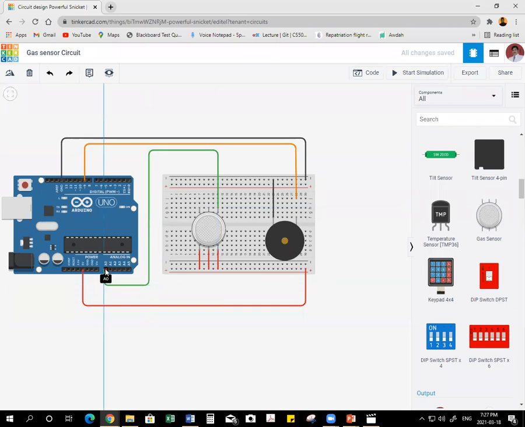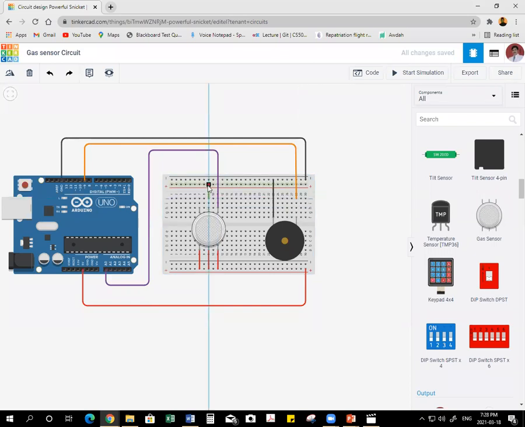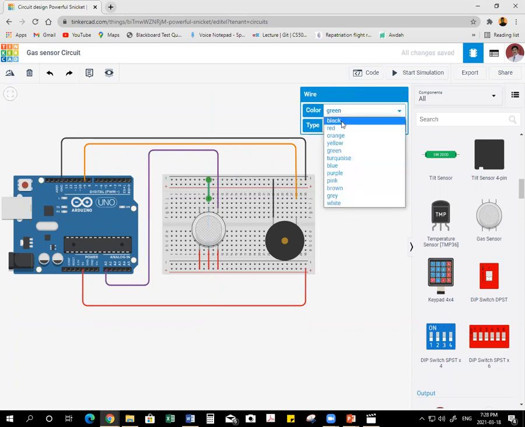Next here and connect it. Sorry, I can give this purple. This is acting as an input, and the middle one is direct to the ground. Where is the ground? Yeah, this is the ground. Be careful, this is black.